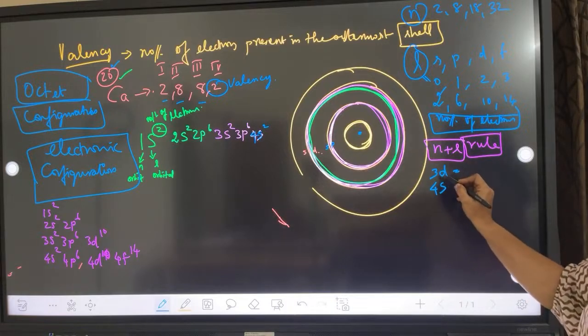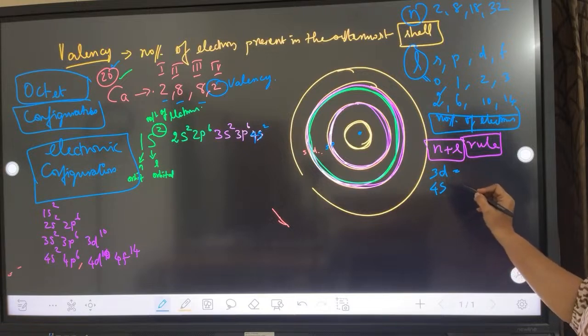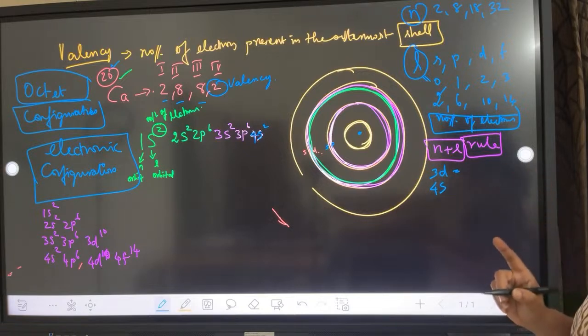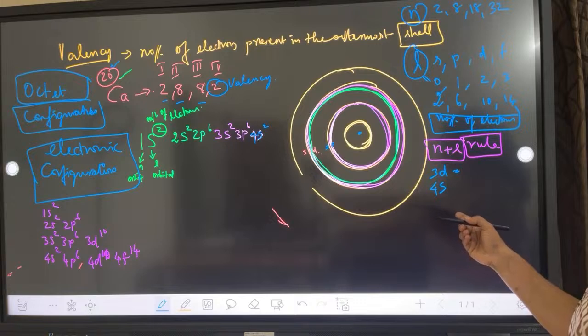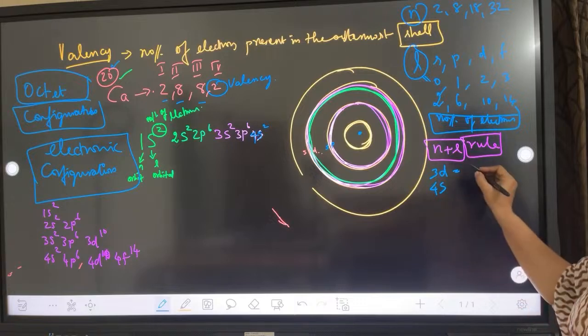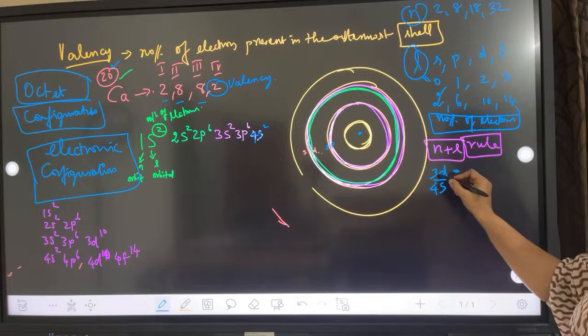What is 3d? What is the n value for 3d? Listen properly. What is the n value?